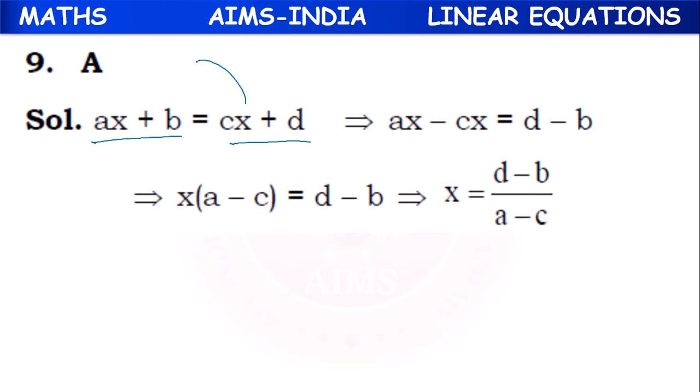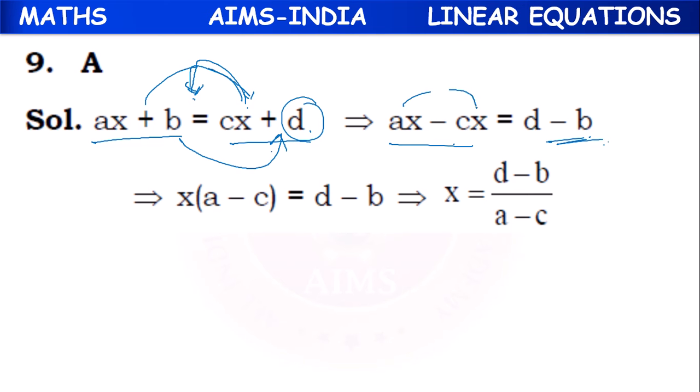Let's take this CX towards left hand side. All like terms on one side. And let's take this constant B on right hand side. So this CX, if it goes to LHS, it will become minus CX, AX minus CX. This plus B, if it goes to right hand side, it will become minus B. Already we have D here, so we can write D minus B.